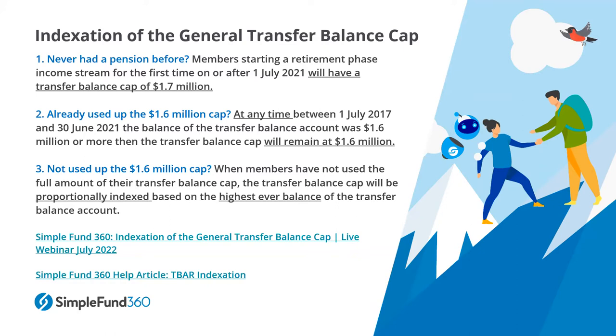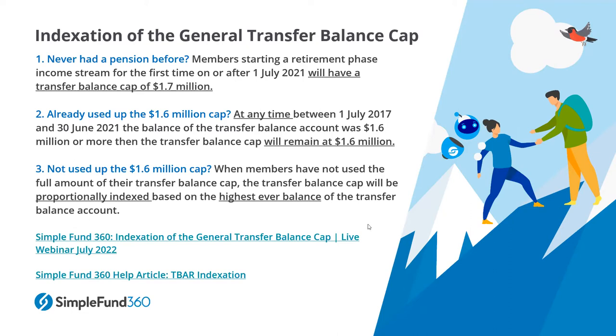Now we won't get into the technicalities of it, but essentially, if you have a member commencing a pension account for the first time on or after 1 July 2021, it's very simple. The system will recognize the 1.7 million cap. But with the other two scenarios, it would be necessary for the event history to be recorded in the transfer balance dashboard for the system to calculate the personal transfer balance cap post 1 July 2021. So that is to find out if the cap had been hit or exceeded at any time. And if it hasn't, those historic events will need to be recorded in the software for the system to recognize the highest ever balance and then calculate the cap limit in line with the indexation.